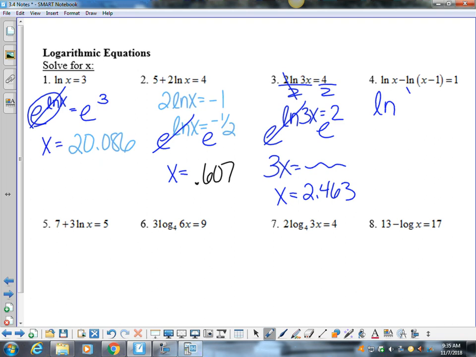So ln of x over x minus 1 equals 1. I use my rules to condense. Now he's base e, so now I'm going to come in here and I'm going to e it and e it, and those are going to cancel. The little x over x minus 1 is going to fall down. e to the 1. What's e to the 1?